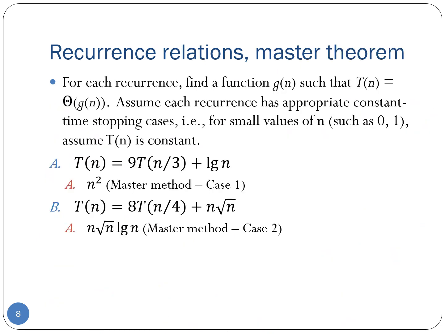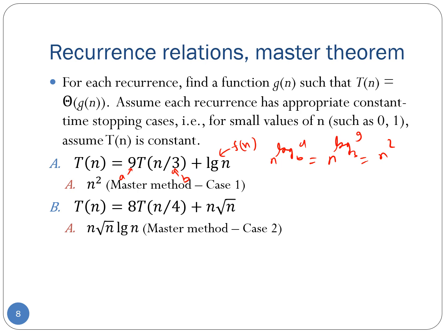Alright, so this problem is asking us to solve these recurrences using the master method. So once again, we basically have to figure out the value of a, b, f of n, and n to the power log base b of a. So in the first question, a is 9, b is 3, f of n is basically log n, and n to the power log base b of a in this case would be n to the power log base 3 of 9, which is simply n square.